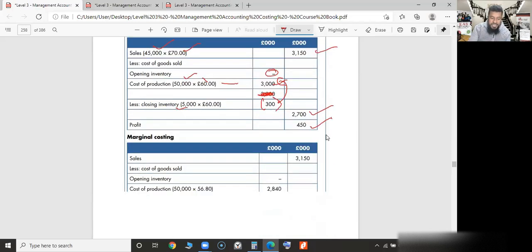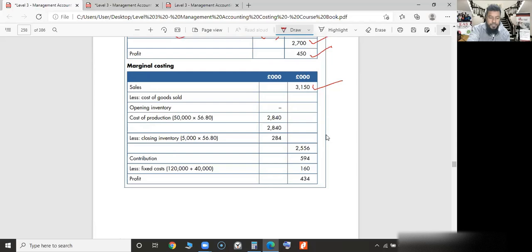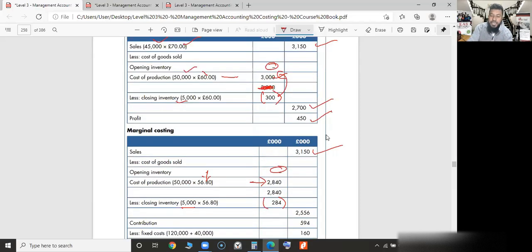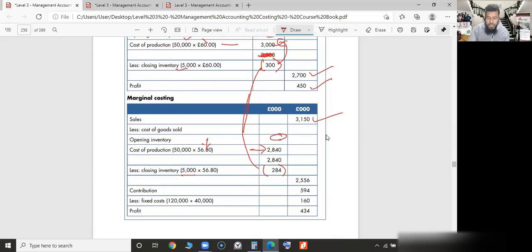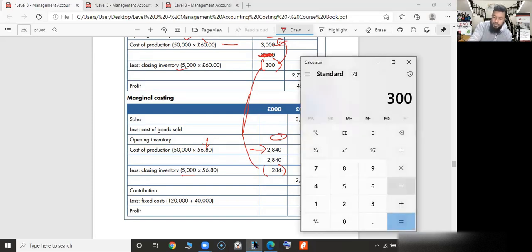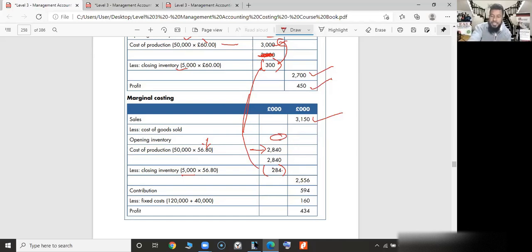So my profit is 450 here, but under marginal costing, sales are as they are, opening inventory none, and cost of production is given at this rate. Look at the closing inventory, it is different now. Here the closing inventory was 300 in absorption, and there it is 284. So closing inventory is less in marginal costing, isn't it? So marginal costing profit will be less. That's the idea, okay? The cost of sales is higher by 300 minus 284, which is 16 pounds.